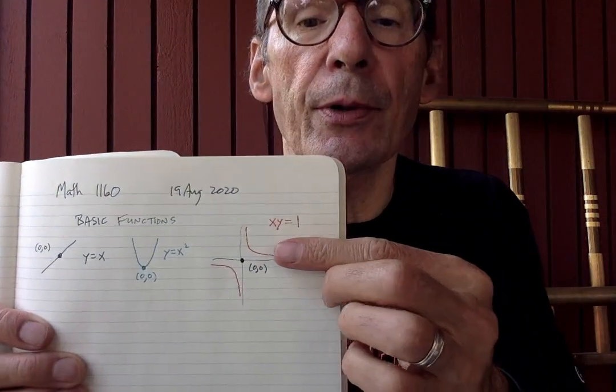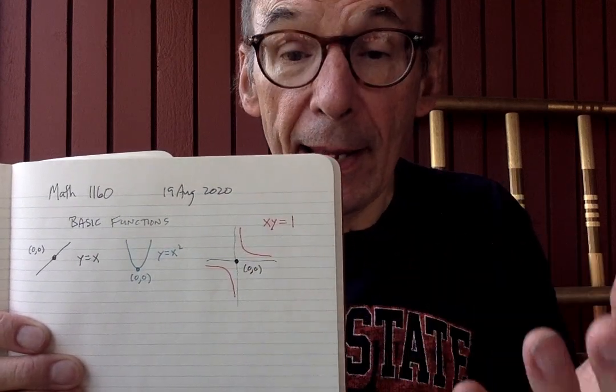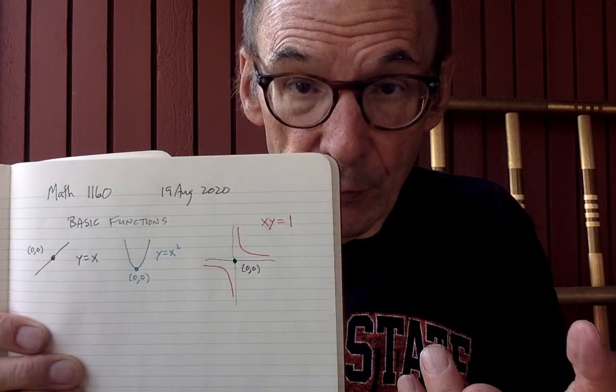So this one also has what I might call an anchor point, the origin, 0, 0. And it has two asymptotes, the horizontal asymptote and the vertical asymptote, and the anchor point is where those two meet. Never the twain shall meet. No, wrong.